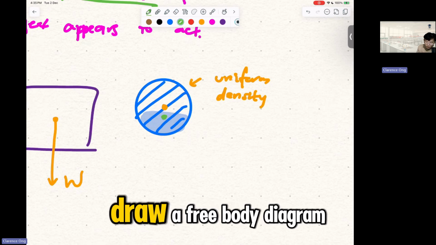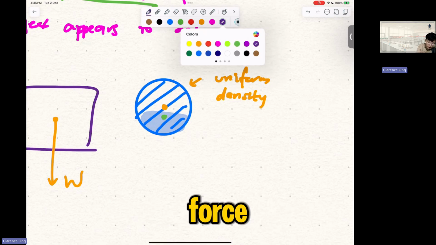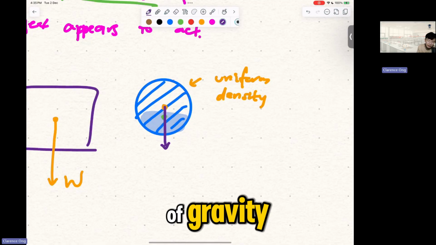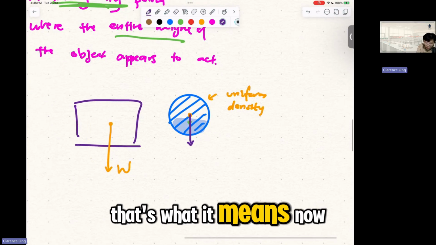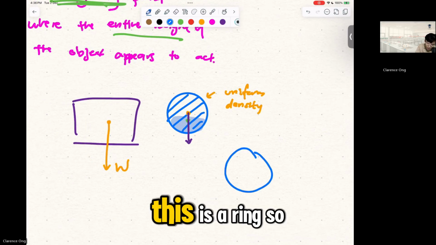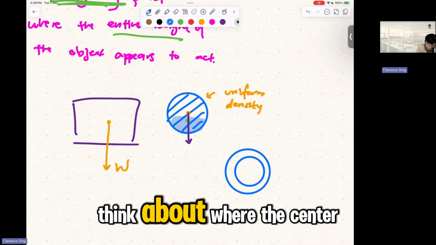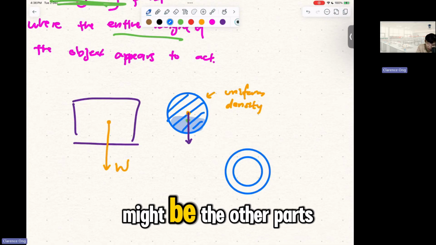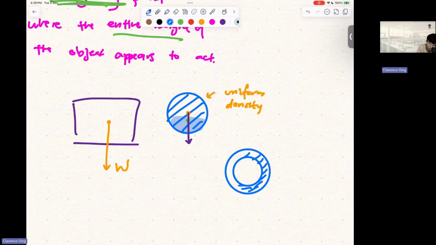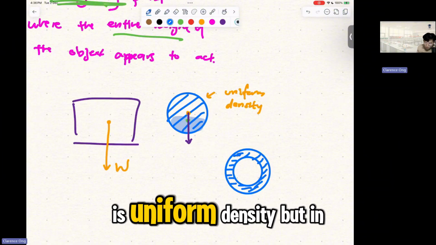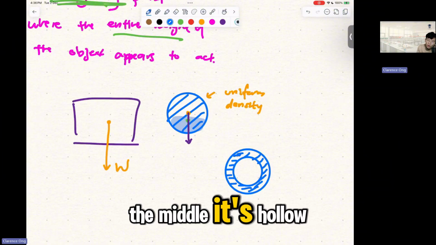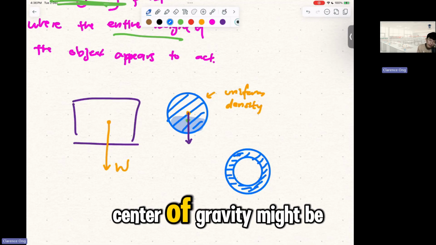So if I were to draw a free body diagram, I will be drawing a force that originates from the center of gravity. That's what it means. Now, next object, this is a ring. So think about where the center of gravity of a ring might be. The other parts are of uniform density, but in the middle it's hollow. So think about where the center of gravity might be.